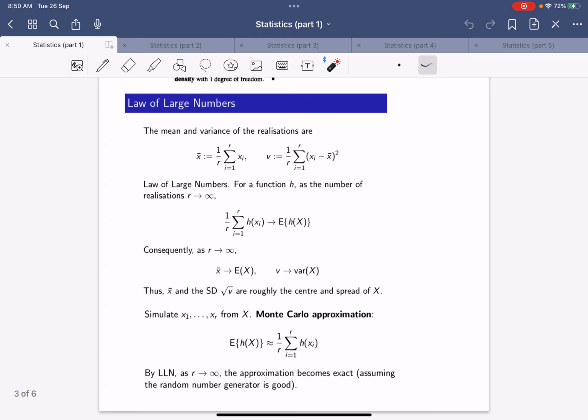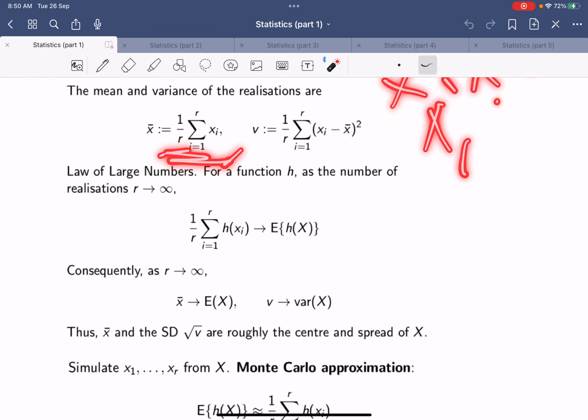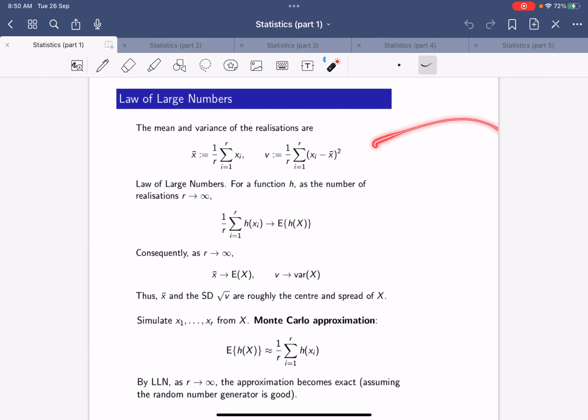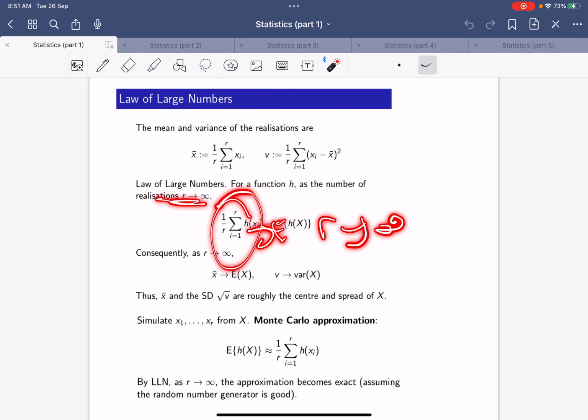Other things that are important is the law of large numbers, and this will be very useful in estimation later on. It says that the mean and variance of the realizations are this. So we got x1, x2, x3, the different realizations, you repeat the experiment many times and you find the mean. And the variance is as follows as well. The law of large numbers says that for any function h, as the number of realizations r goes to infinity, this will approach Ehx, the expectation under the original distribution of x.